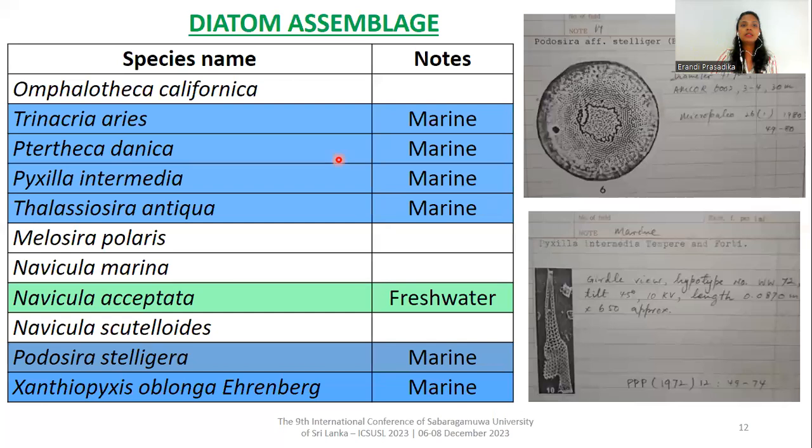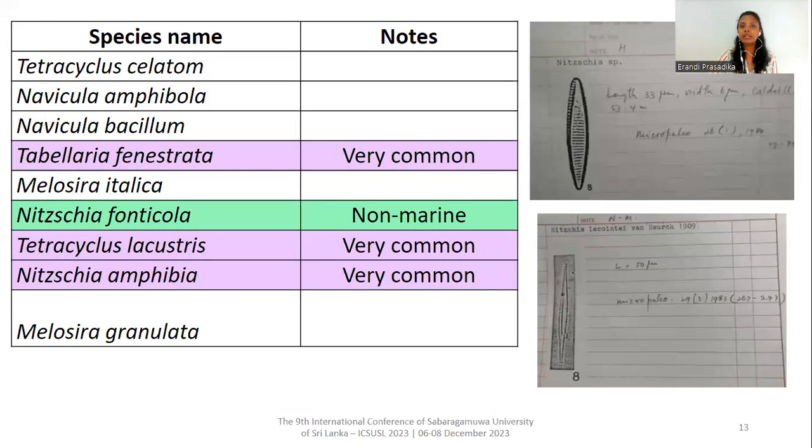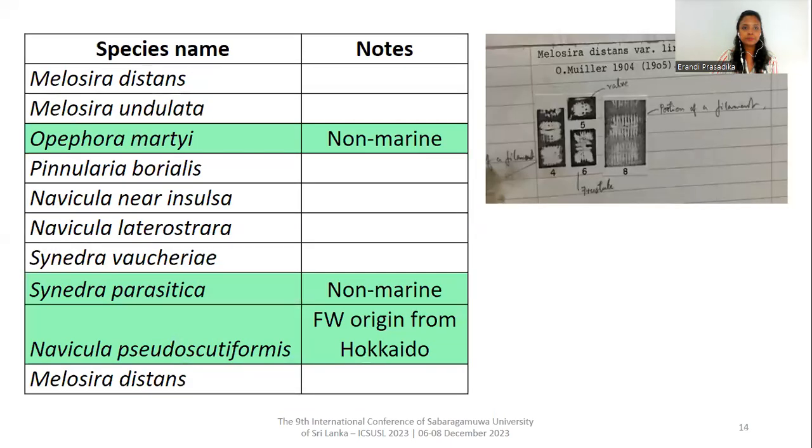So let's talk about the diatom assemblage. In this study, several species of diatoms were identified, more than 100 species. But in this table, we have summarized some of the fossil diatoms. Here you can see that a lot of marine diatoms have been identified, as well as some freshwater diatoms, and also some brackish water diatoms.